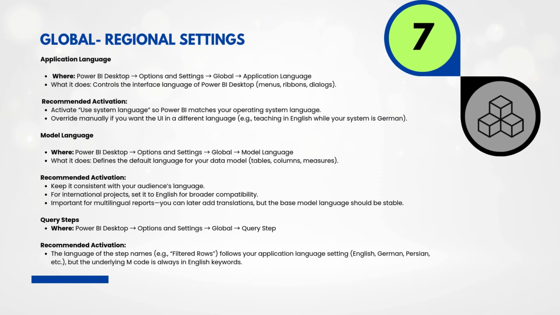Next is the model language. This defines the default language for your data model, meaning the names of tables, columns, and measures. The key here is consistency with your audience. If you're building reports for a German team, keep the model language in German. If you're working on an international project, English is often the best choice for compatibility. Remember, you can always add translations later, but the base model language should be stable. The model that I'm going to prepare is also in English, so everything stays consistent.